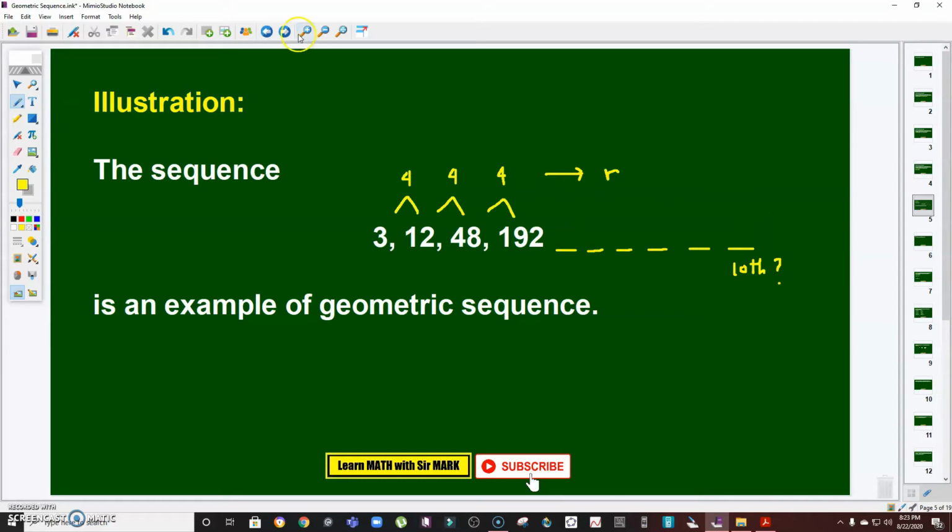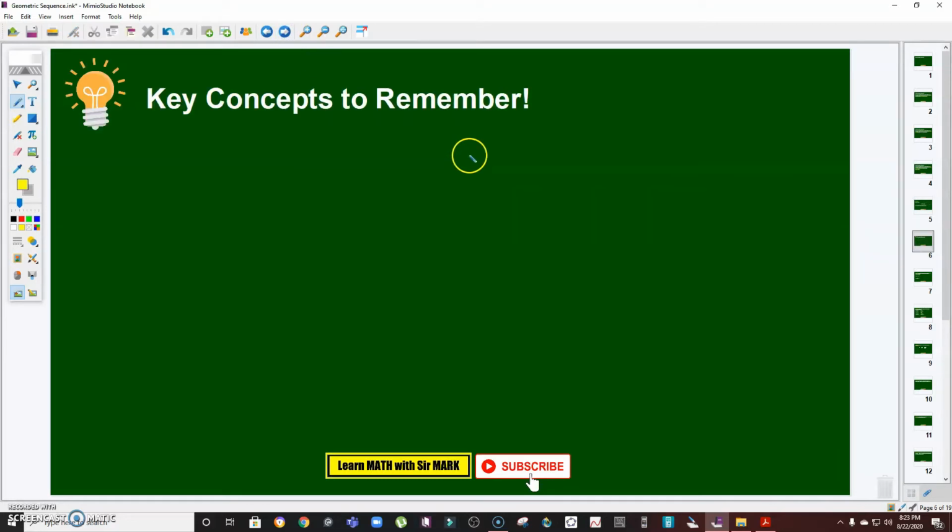So now what we're going to do here is derive the formula in getting the nth term of a geometric sequence. Consider the first term, a sub 1. Then the second term, from the definition, we multiply that first term by the common ratio, right? That is a sub 2 is equal to a sub 1 times r.